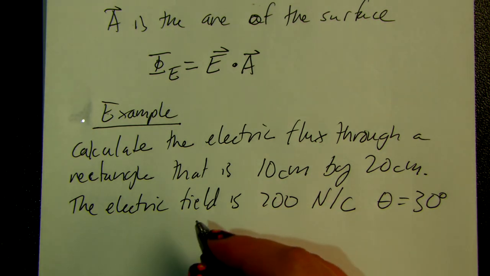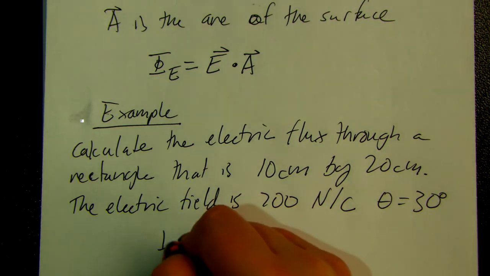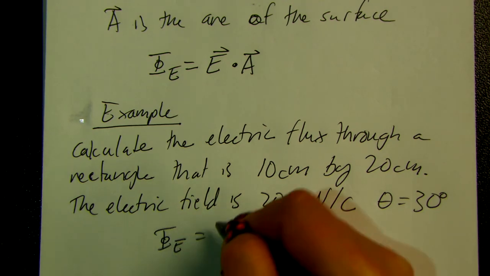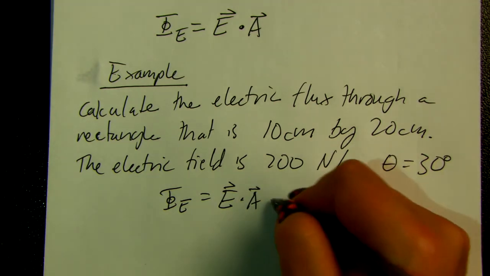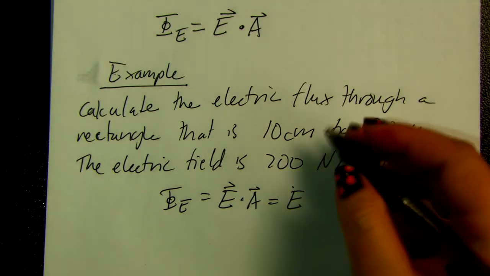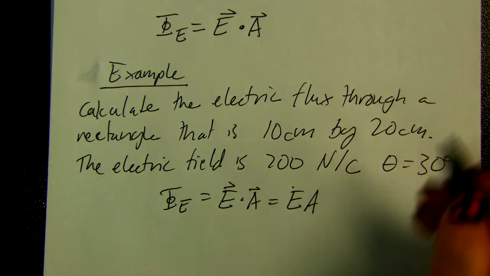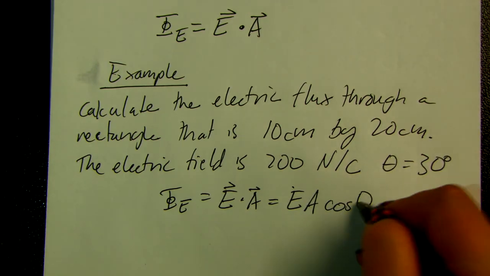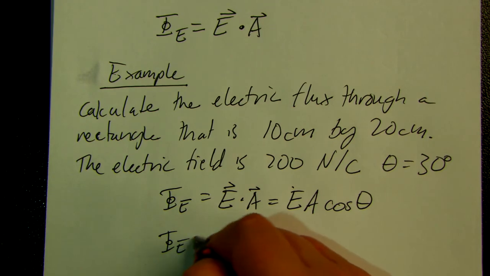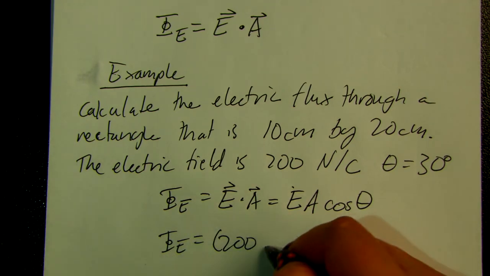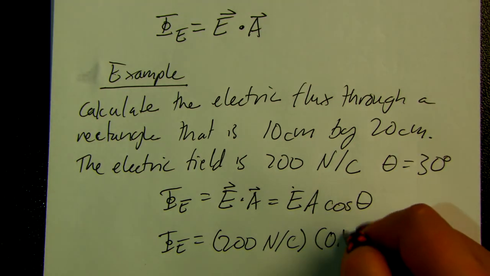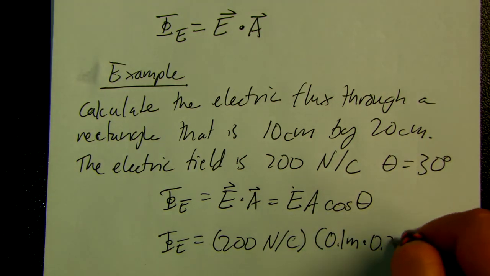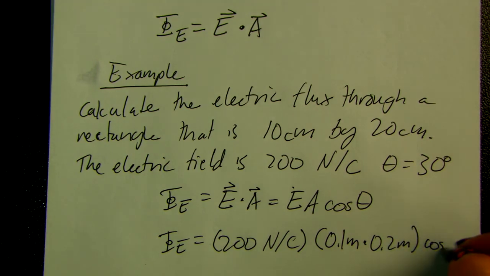So our electric flux is equal to E dot A, and in this case we've clearly been set up to use the cosine expression, so EA times cosine theta. Electric flux is equal to 200 newtons per coulomb times our area, which is 0.1 meters times 0.2 meters, times cosine of 30 degrees.